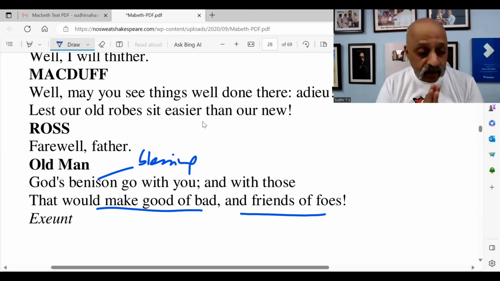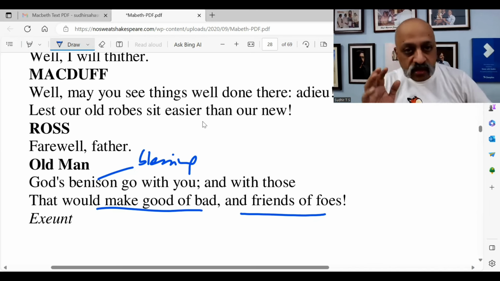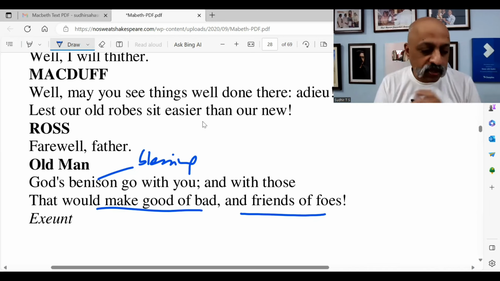So with this we come to the end of Act 2, Scene 4, khatam ho gaya hai. I hope puri tarah se aapko samajh mein aa gaya hoga.